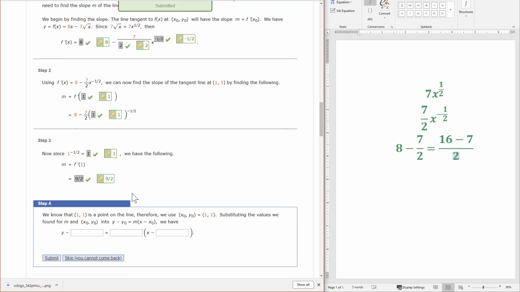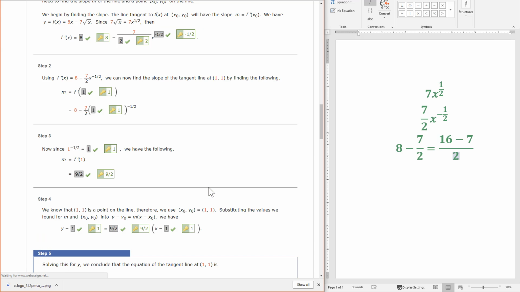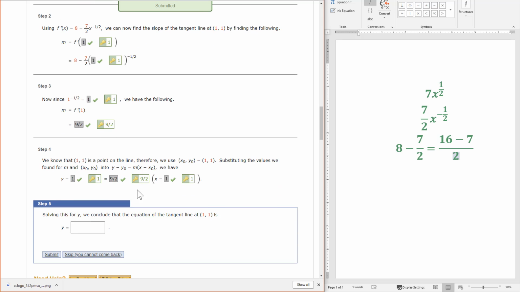So now that we have our slope, we have a point. y minus y1, y1 is equal to 1, is equal to the slope, 9/2, and then x minus x1, or x naught. So that's going to be 1 in here. And that should be the equation of your line. You can go a step farther and write it in y equals mx plus b form.